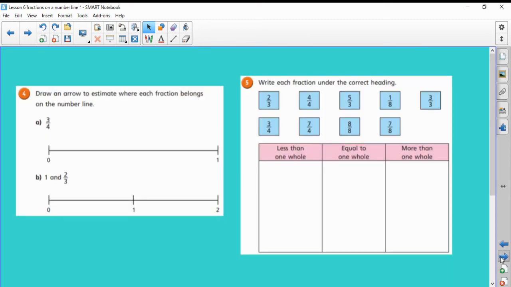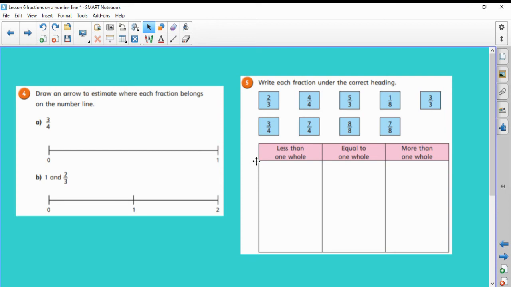Question 4. Draw an arrow to estimate where each fraction belongs on the number line. Remember to use the denominator to show how many sections to cut your line into. On this one, look at the number line. It's 0 to 1 and 1 to 2. The fraction is bigger than 1, 1 2/3. Make sure you cut your fractions and your number line into the denominator.